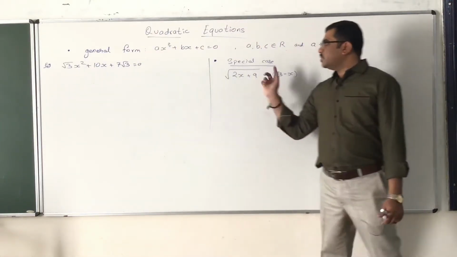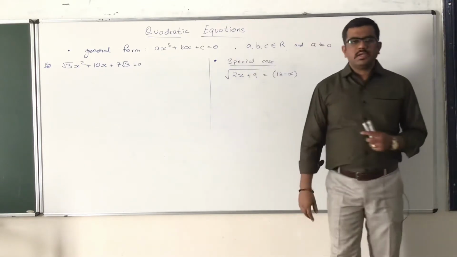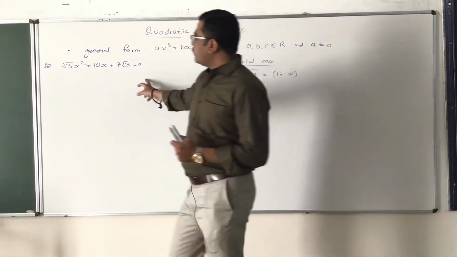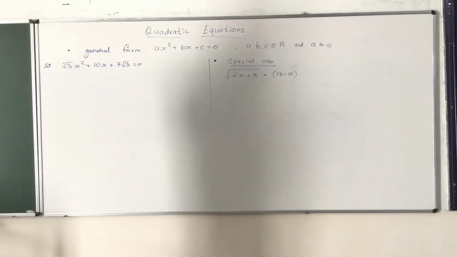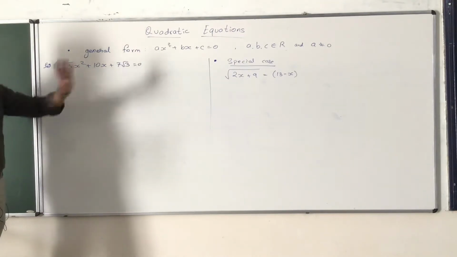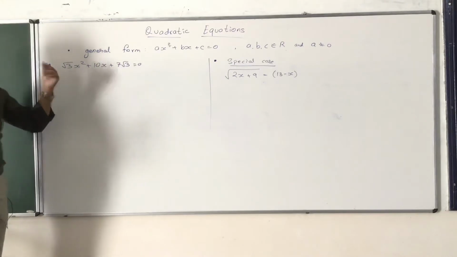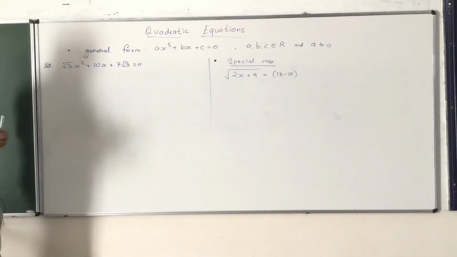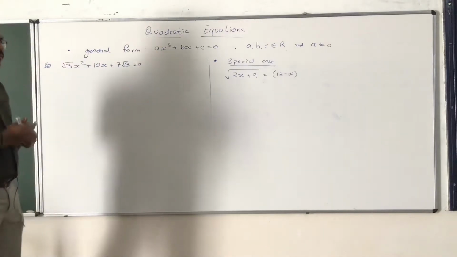Let us see a few examples, typical kind of examples for solving the quadratic equation. The first one, the numbers are looking very weird: root 3x squared plus 10x plus 7 root 3. Though the numbers are slightly looking complicated, we follow the same method of factorization.